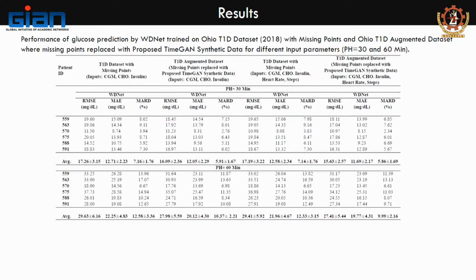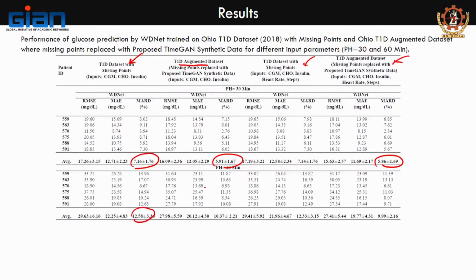Okay, now coming to something interesting here. You see that we have two different columns here. One is the data set with missing data points and the other is the augmented data set. If you look at their performance, it's actually better. So you have two different type 1 diabetes data sets, 2018 and 2020. If you look at MARD, you can see clearly here that the MARD of the augmented data set is lower.